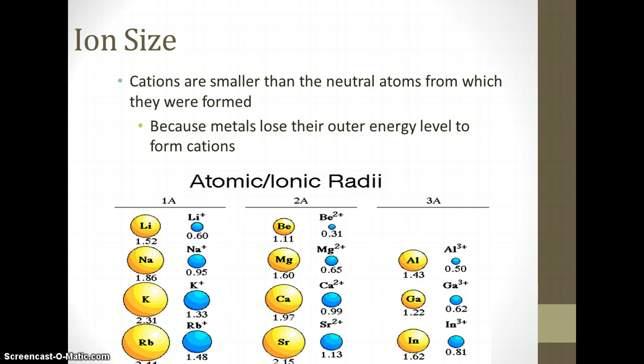Now let's talk about ion size. We have two types of ions: cations and anions. We're going to talk about cations right now. Cations have a positive charge, and you're going to find your cations with your metals. Cations are smaller than the neutral atoms from which they're formed. The reason is that metals are going to lose electrons to form their ions. That's why they become more positive. Because metals lose their outer energy level to form cations, and when we say outer energy level, we're referring to the outer electrons, this causes them to be a lot smaller.